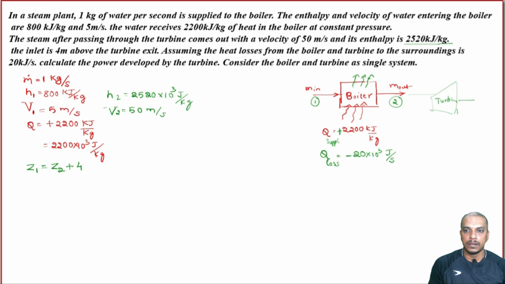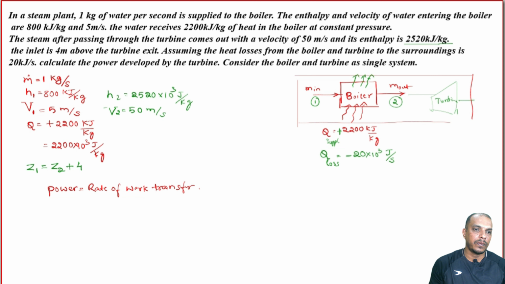So, we are supposed to find out the power, which is nothing but the rate of work transfer, or W in other words. Consider boiler and turbine as a single system. So, we can consider this as our one single system. Where does it matter? It matters in the calculation of Q, because heat on one side we are supplying and there is heat loss also. So, while substituting into the formula of the first law of thermodynamics for an open system, our steady flow energy equation, we must consider the net Q, because there is supply and there is loss.